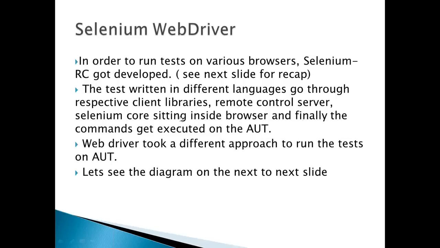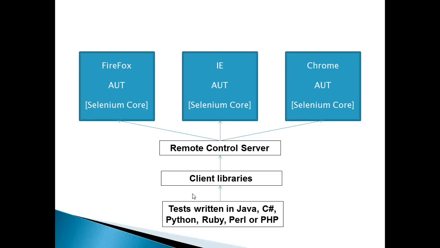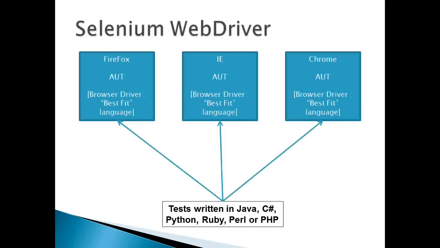Now, that is, a test written in different languages goes through respective client libraries, the remote control server, the Selenium core sitting inside the browser, and finally the commands get executed on the AUT. But WebDriver took a different approach to run the test on AUT. So what was that different approach?